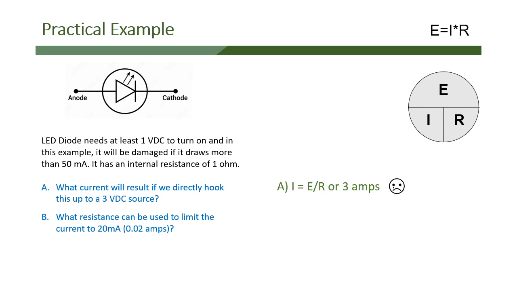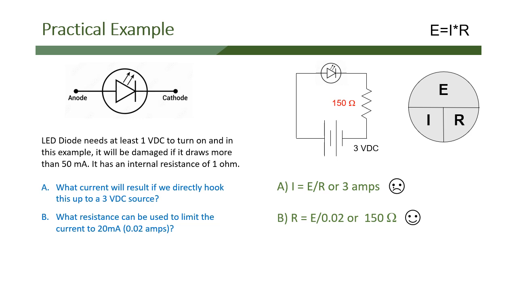So if we want to protect this diode, we want to make sure we limit the current to less than 50 milliamps. Remember, one of the things we said a function of a resistor is, is to limit current to protect components. So what resistance can be used to limit the current to 20 milliamps or 0.02 amps? Well, we don't know the resistance, so we cover R, and what we get is a vertical situation. E is over I, so we know we're going to divide. So R is equal to E divided by I. So R equals E divided by 0.02, or 3 volts divided by 0.02 amps equals 150 ohms.